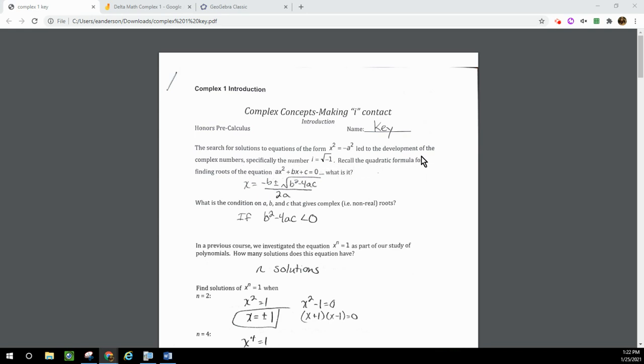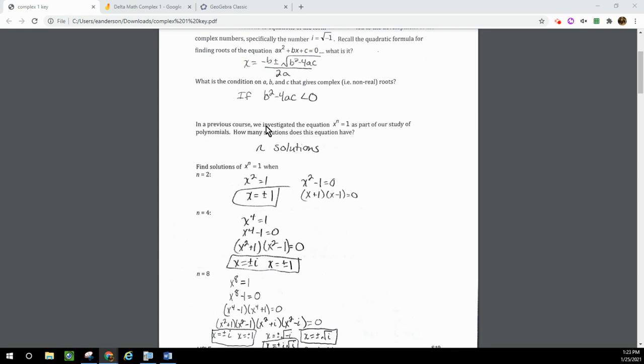Recall the quadratic formula for finding roots of the equation ax squared plus bx plus c equals 0. What is it? Well, x equals negative b plus or minus the square root of b squared minus 4ac, all over 2a. What is the condition that a, b, and c give complex, that is, non-real roots? If b squared minus 4ac is less than 0. If you recall, this is called the discriminant.